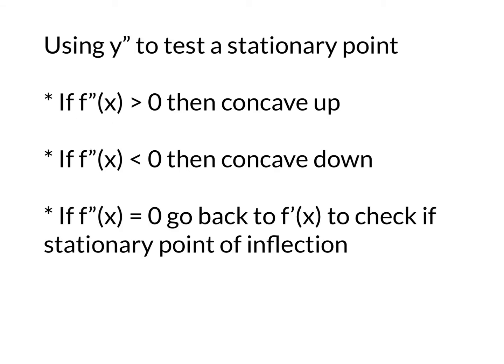So, using the second derivative to test a stationary point. If we found a stationary point and the second derivative for that value of x is greater than 0, then it's concave up. If for that value of x the second derivative is less than 0, then it's concave down. If the second derivative equals 0, so we have a stationary point, so that was the first derivative 0, and the second derivative 0, then we go back to f dash of x to check if it's a stationary point of inflection.